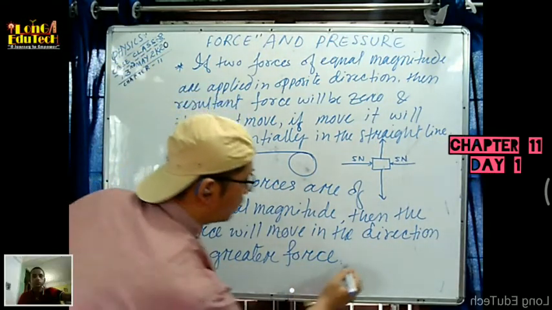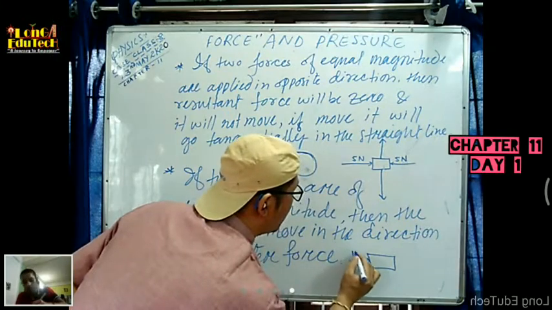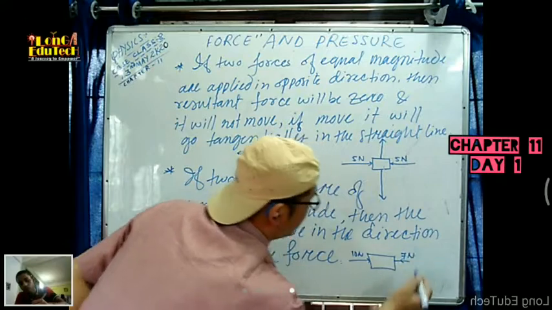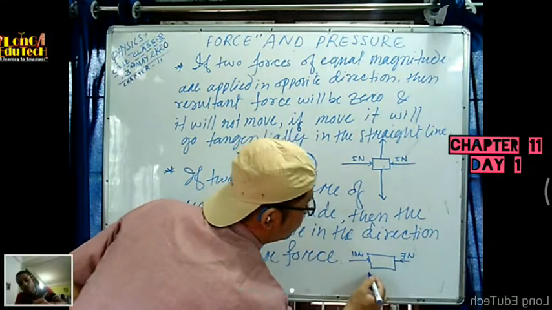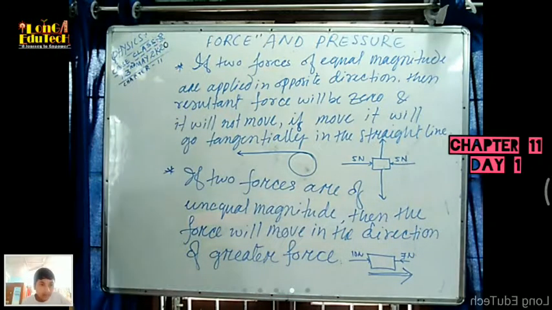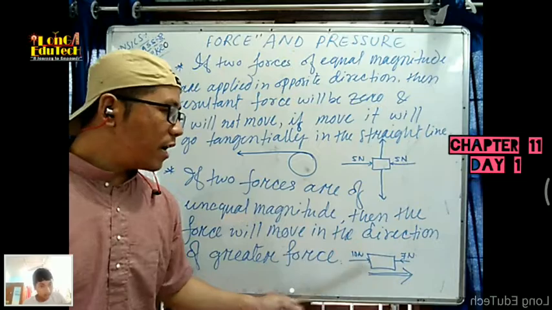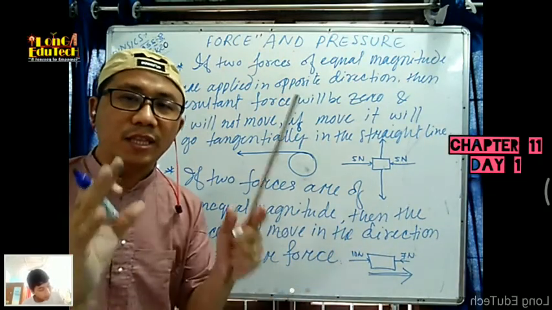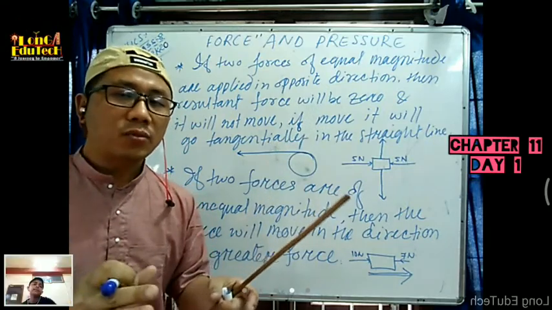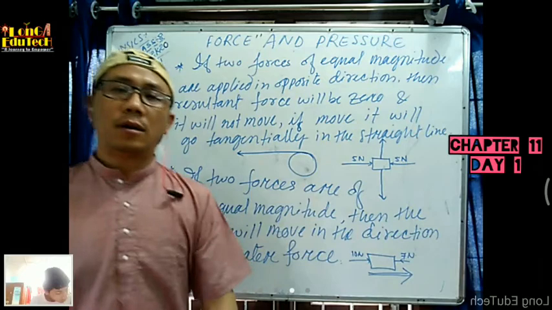So in this case, we apply here 10 Newton and here 7 Newton. Then in which direction will the object move? The resultant force will move in this direction. The resultant force will be the difference, 10 minus 7, which is 3 Newton. So 3 Newtons of force is more. That's why the object will move in that direction. That's all.